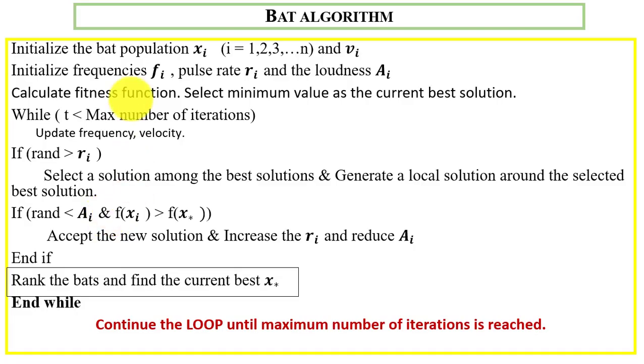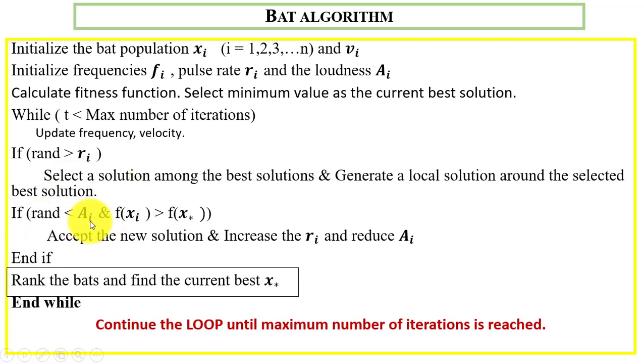So what we did in this video: first we initialized the bat population, then we initialized the frequency, pulse rate, and the loudness for each bat. After that, using a fitness function, that is the test function, we compute the fitness value for each bat, and we select the minimum value as the current best. As we are doing optimization, we will optimize this value, and we will check the number of iterations. If this condition is true, we will update the frequency and the velocity. Check this condition. If this condition is true, then we will generate a new solution, and if not, move to the next step.